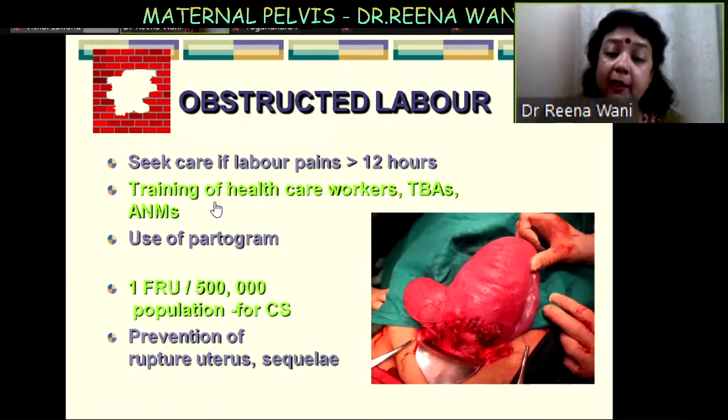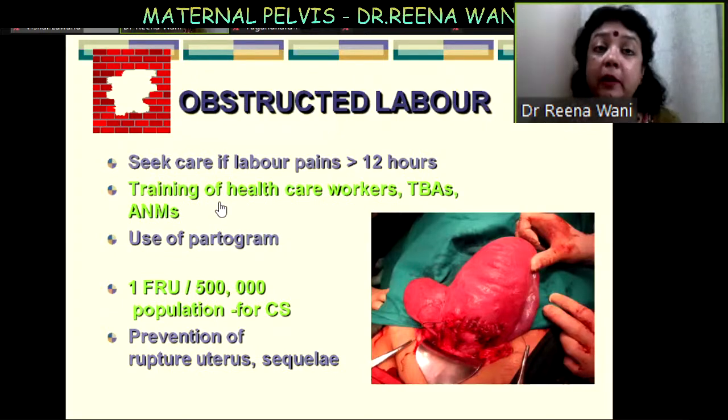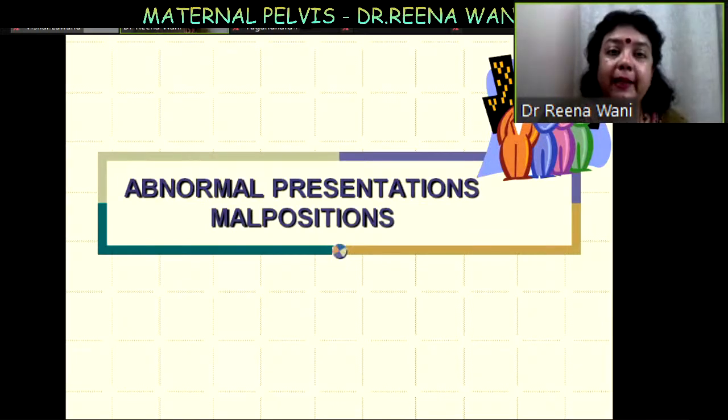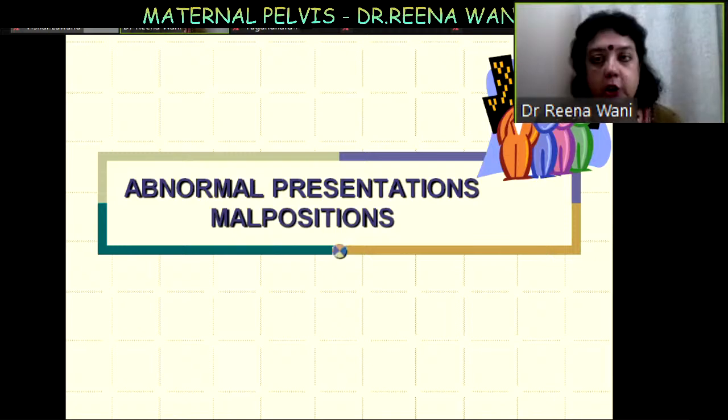So hence, we as obstetricians should be aware that normal labor is hard work, as they say. That's why it's called labor. But a laboring woman, if things go wrong, it's called dystocia or abnormal labor. Eutocia is the other word used for normal labor. So abnormal presentations can be malpositions and malpresentations.